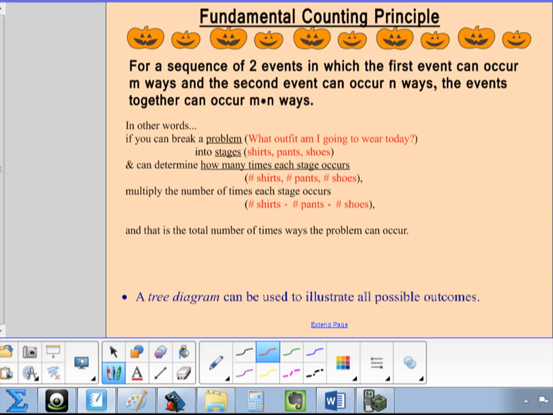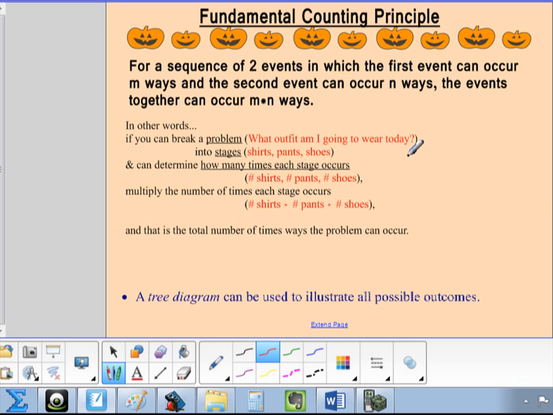Okay, the fundamental counting principle. The fundamental counting principle basically says if you have 2 events and each one can occur in some number of ways, to calculate the total number of possible combinations, you just multiply them together. And that sounds very wordy, but let's just think of a simple example.